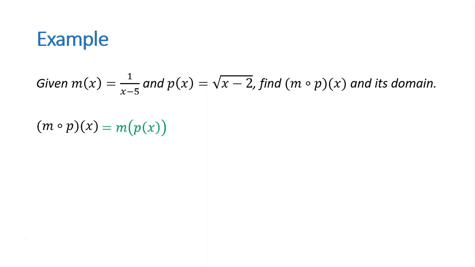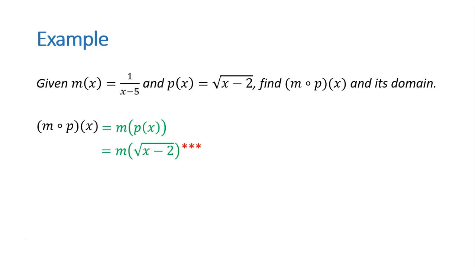So p of x is our radical function. It's the one with the square root. So this is going to be m of square root of x minus 2. Okay, so we know this is our first spot where we need to check for domain, and we know there may be an issue with domain here because we have a square root. So we're going to have something other than all real numbers as our domain at this point in the problem.